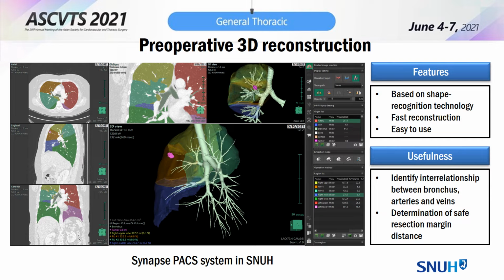And the other feature is that it is very easy to use, even for residents or trainees. We have used this program for several years, and I think the usefulness of this program is the identification of the interrelationship between bronchus, arteries, and veins, which is very important especially in complex segmentectomy. And the other one is that determination of a safe resection margin is possible using the preoperative modeling of the exact location of a tumor and the distance from the bronchus and pulmonary arteries.